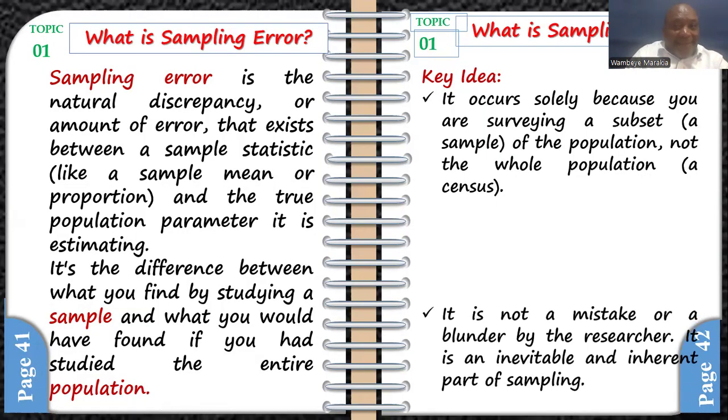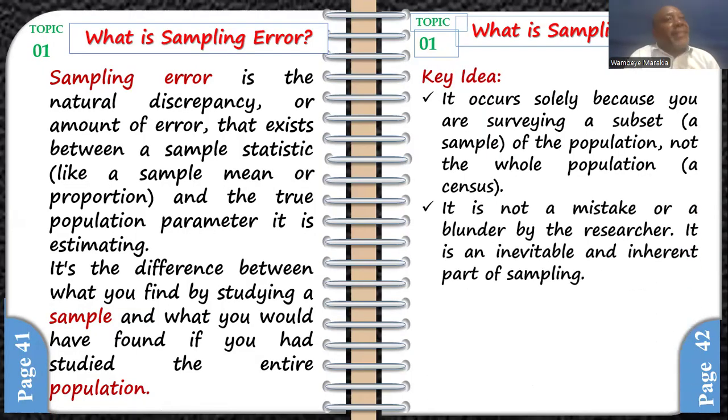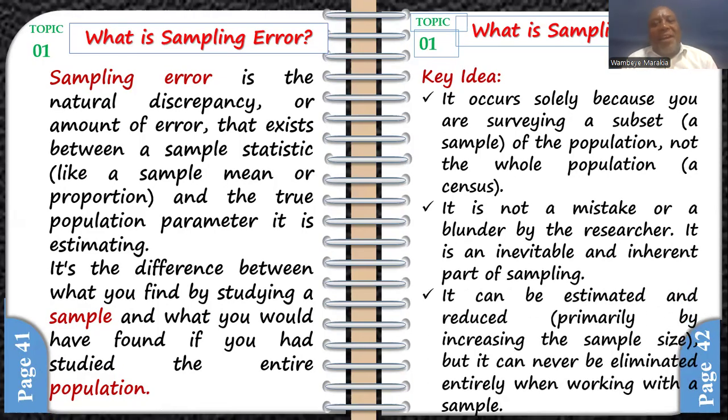You should get that. It is not a mistake or a blunder of the researcher that you have a sampling error, but it's an inevitable and inherent part of sampling. It can be estimated and reduced, primarily by increasing the sample size, but it can never be eliminated entirely when working with a sample.